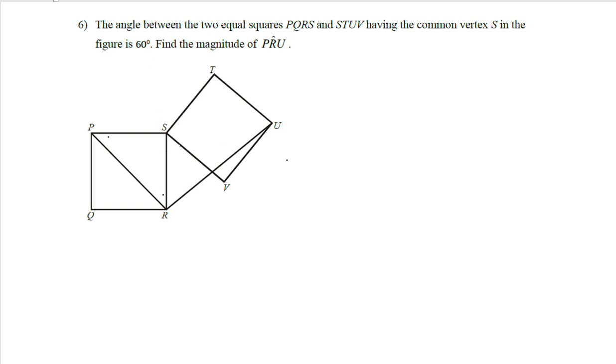The angle between the two equal squares PQR and STV having a common vertex S, right here, is 60 degrees. So we might need to remember that. So let's put that detail in here. So now they're asking us to find the magnitude of this angle, PRU.